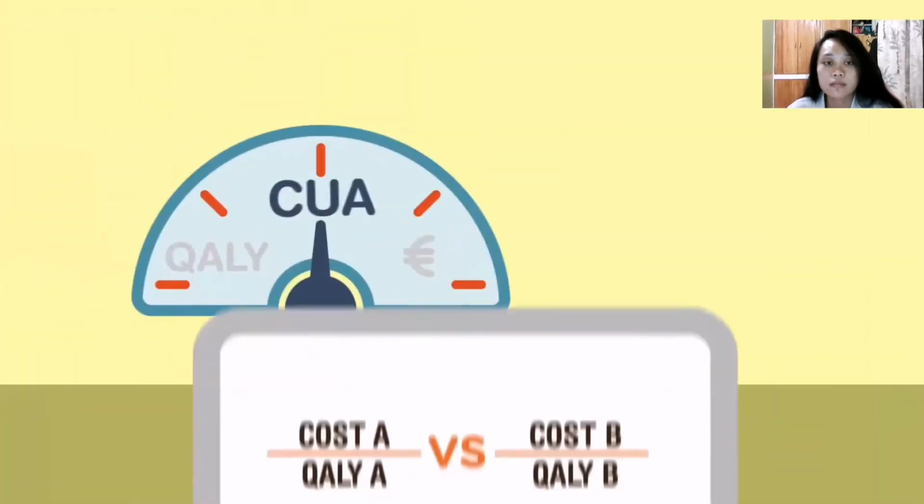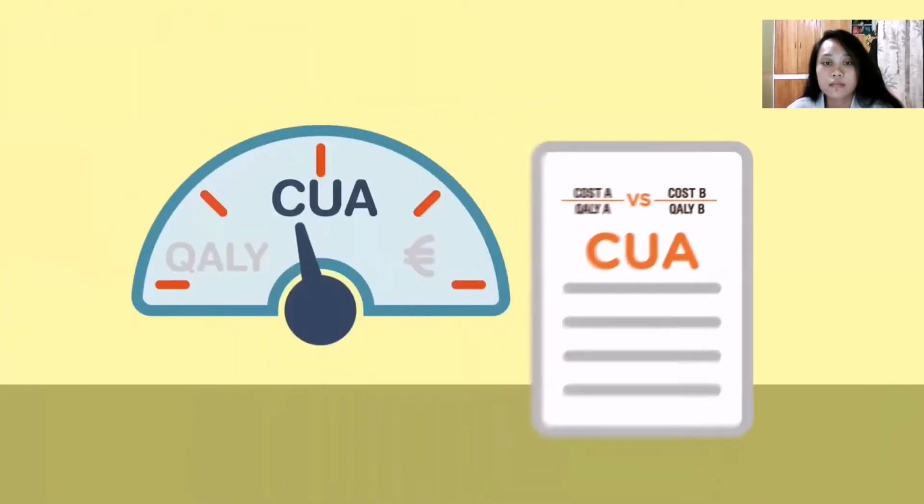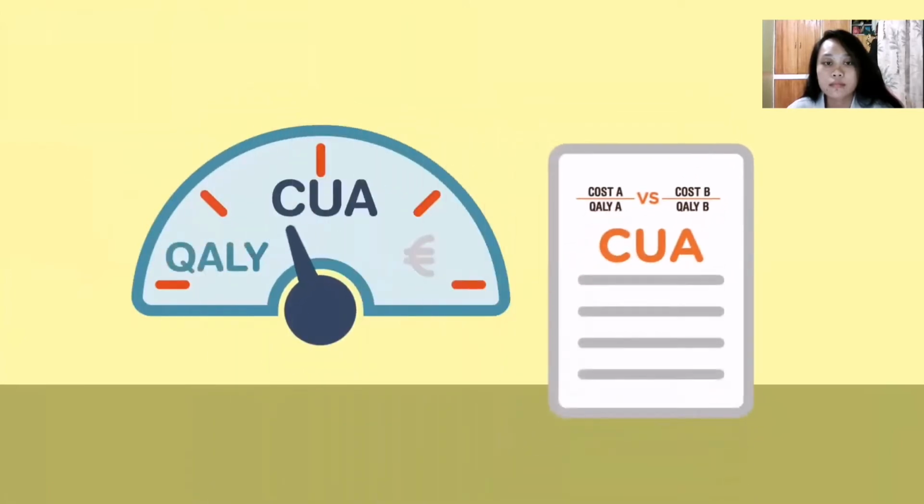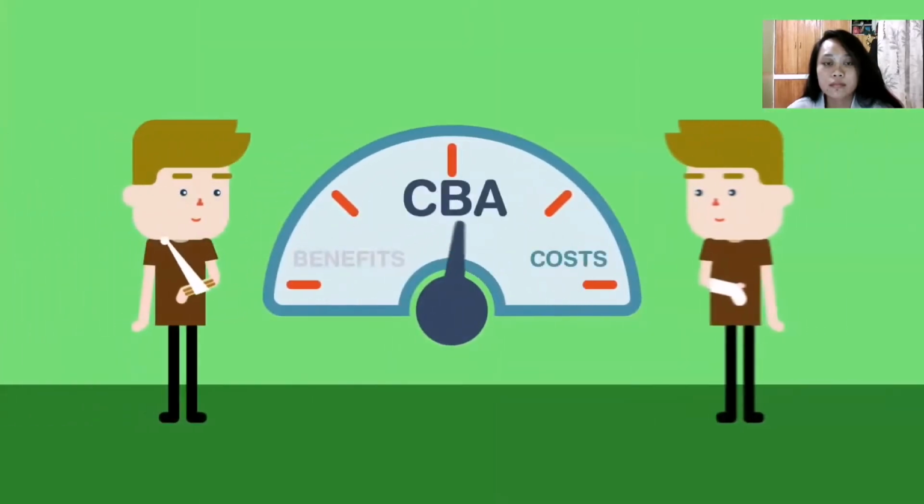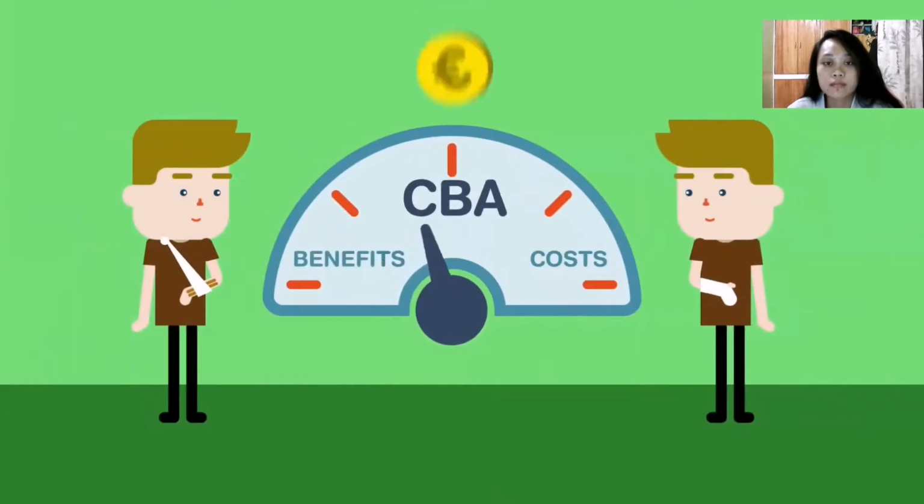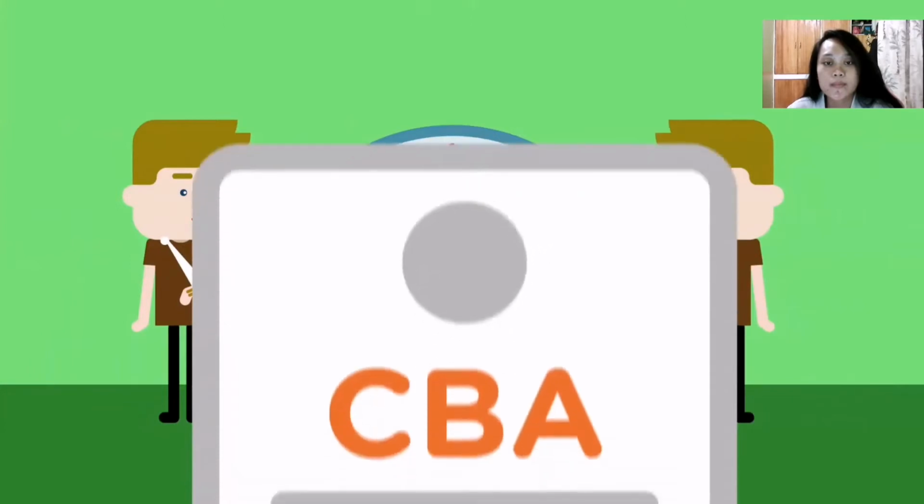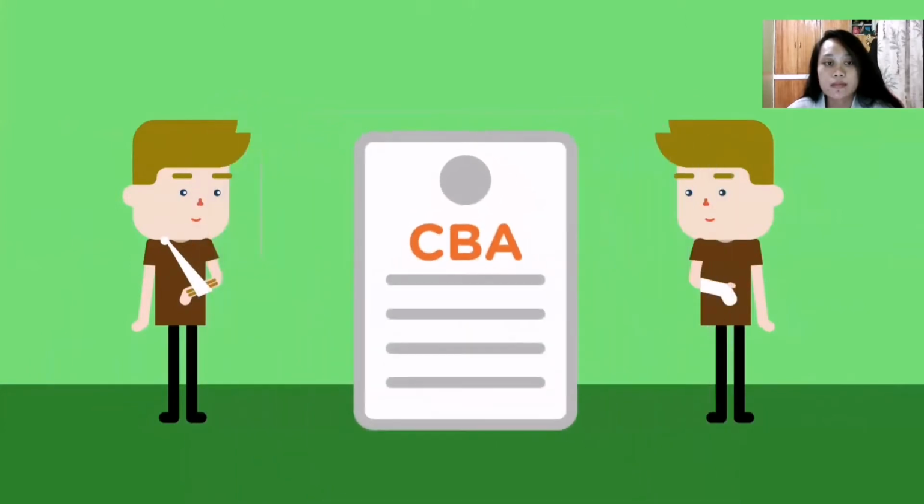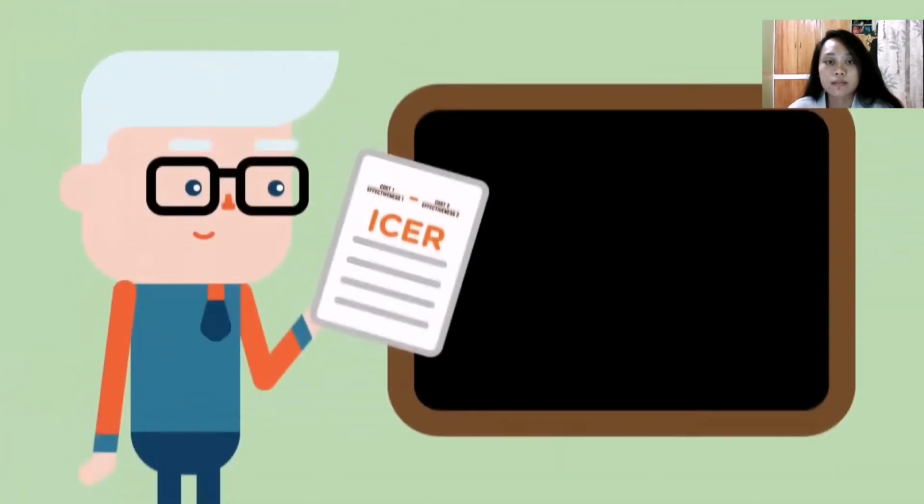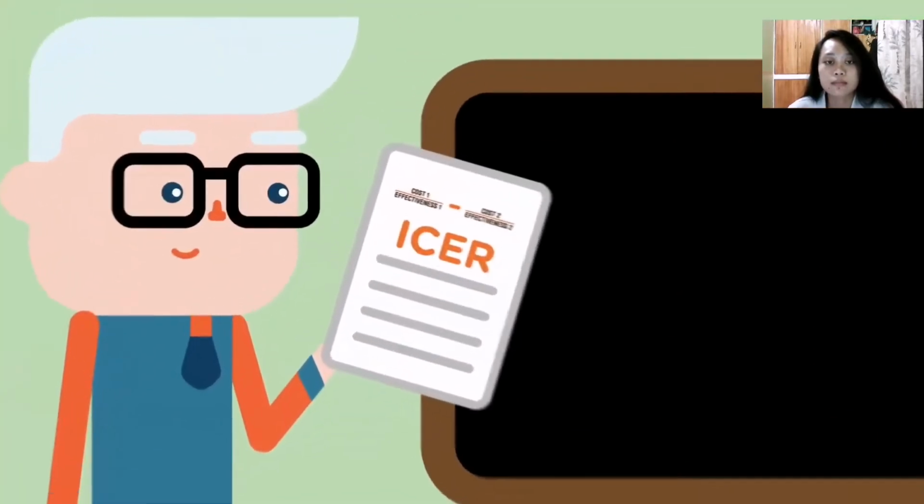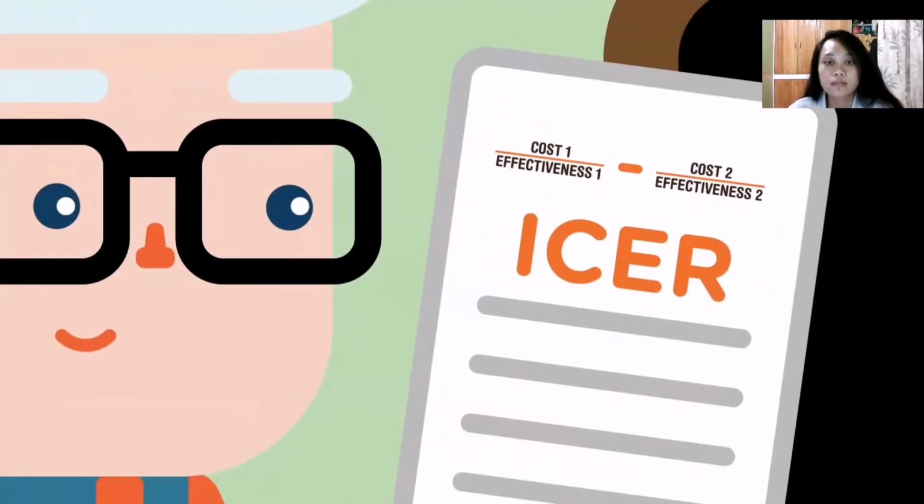Cost utility analysis, instead, compares different technologies by considering both costs and effectiveness, the latter expressed in terms of quality-adjusted life years, QALYs. Finally, there is the cost-benefits analysis that consists in assessing both costs and effectiveness of each alternative in monetary terms. Because it is difficult to quantify health benefits in monetary terms, such technique is not commonly used in the healthcare sector. Economic evaluation results are expressed in terms of ICER.